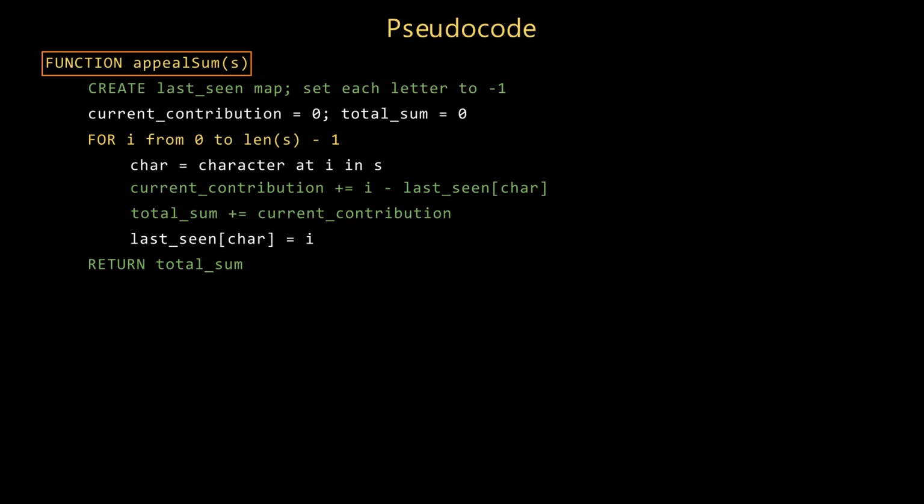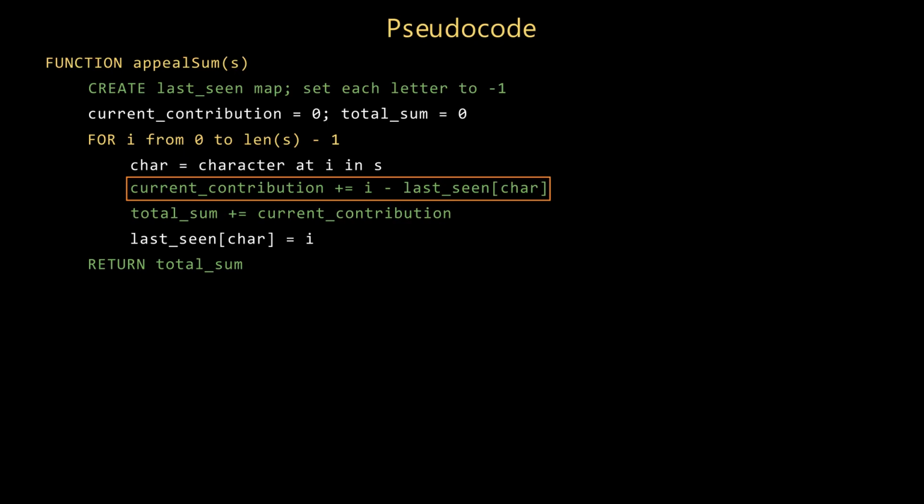Function appeal sum takes the string S. Initialize last seen so every letter maps to -1. Start current contribution and total sum at 0. Loop index I across the string from 0 to length -1. Read the character at position I.